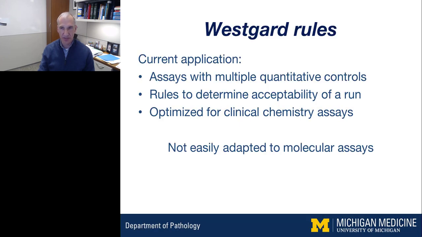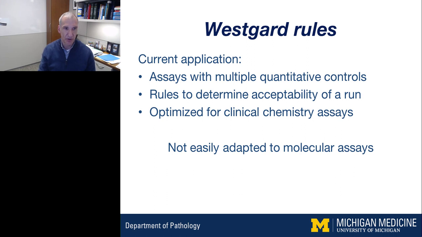One of the approaches that can be taken actually comes from our colleagues in clinical chemistry and using Westgard rules. Westgard rules are applied to assays that have multiple quantitative controls, and viral load tests are a good example in the molecular diagnostics area where these rules can be applied. There are rules that are applied to determine the acceptability of a run, but as I mentioned, they've really been used in clinical chemistry assays, quantitative clinical chemistry assays. So applying these rules to molecular is not easy.